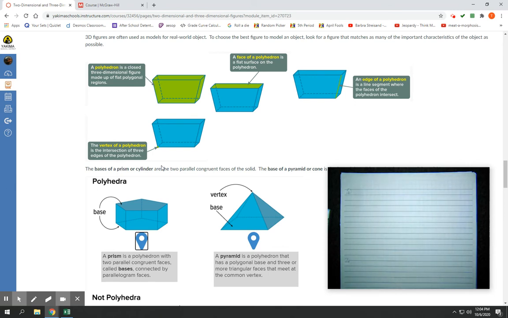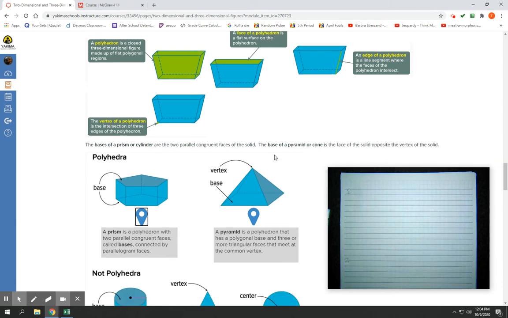The bases of a prism or a cylinder are the two parallel congruent faces of the solid, right? So if you have a cylinder or a prism, the two bases are going to be the parallel congruent faces. The base of a pyramid or cone is the face of the solid opposite the vertex of the solid. So a pyramid or a cone has a really pointy little top. The base is going to be the opposite.